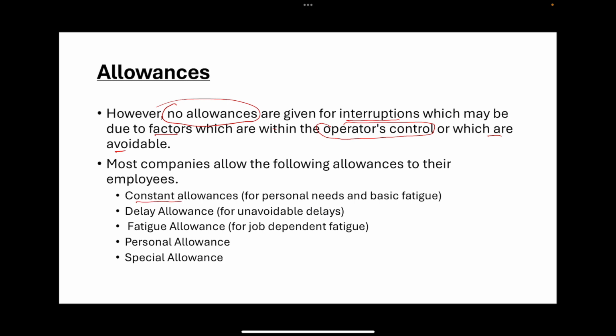One is the constant allowance for personal needs and basic fatigue, and then the delay allowance for unavoidable delays. Then you have the fatigue allowance for job-dependent fatigue, then the personal allowance, and then the special allowance.